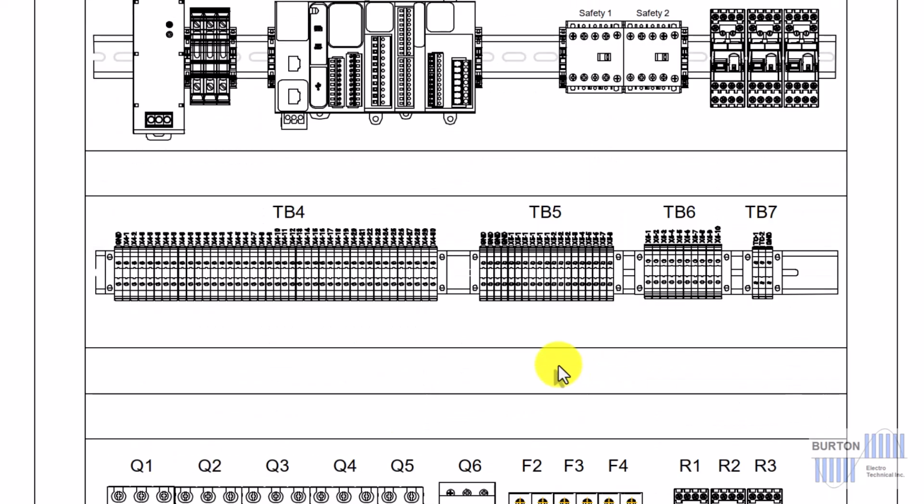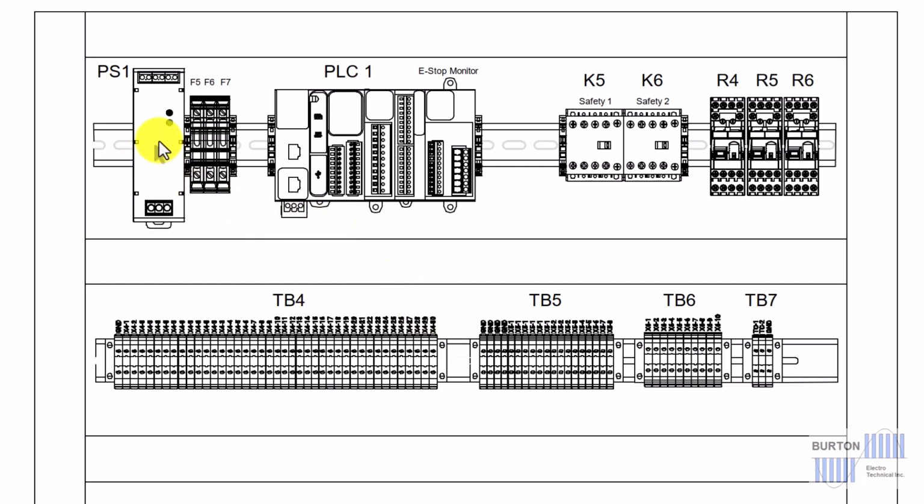Okay, so up above, we have our power supply. This unit converts 230 volts AC to 24 volts DC. The 24 volts DC is supplied to all of the control devices. So the 24 volt DC is distributed through these fuses, F5, F6, and F7. It supplies power to the CPU for the PLC and the input and output cards, and also this e-stop monitor or e-stop controller on the far right side of the PLC.